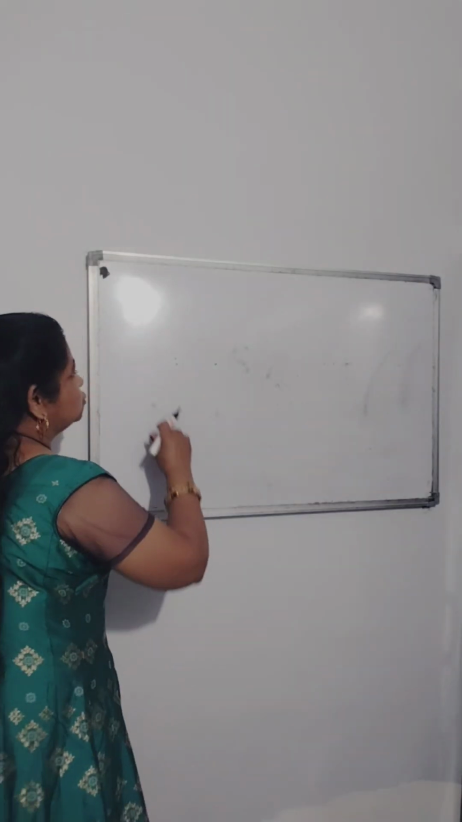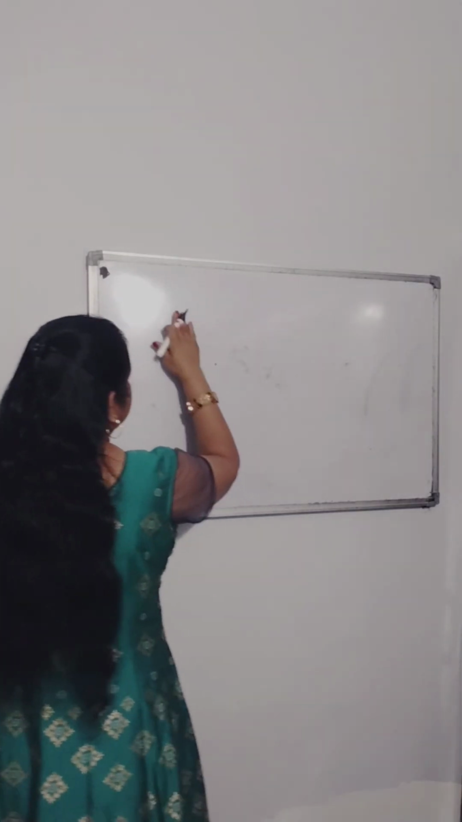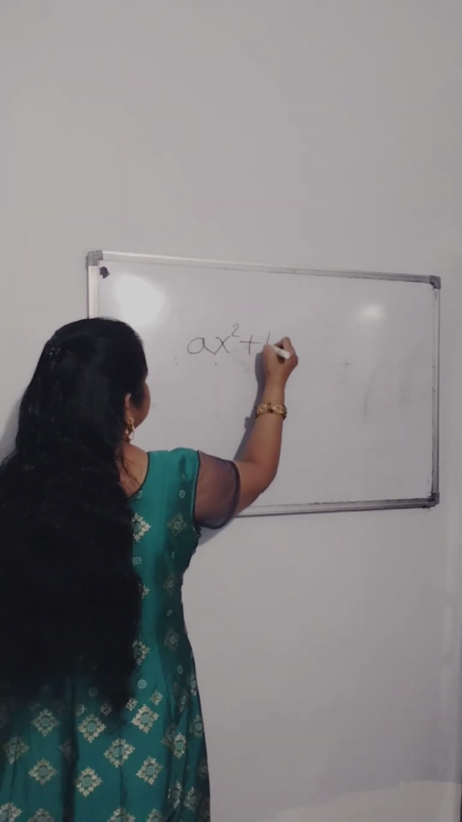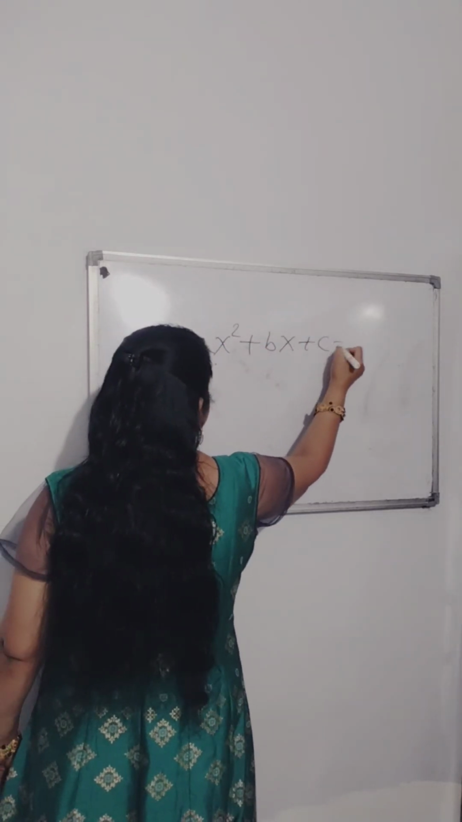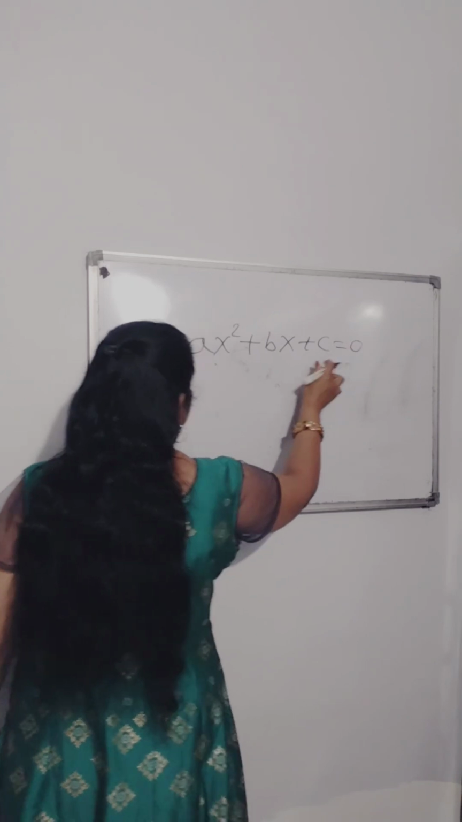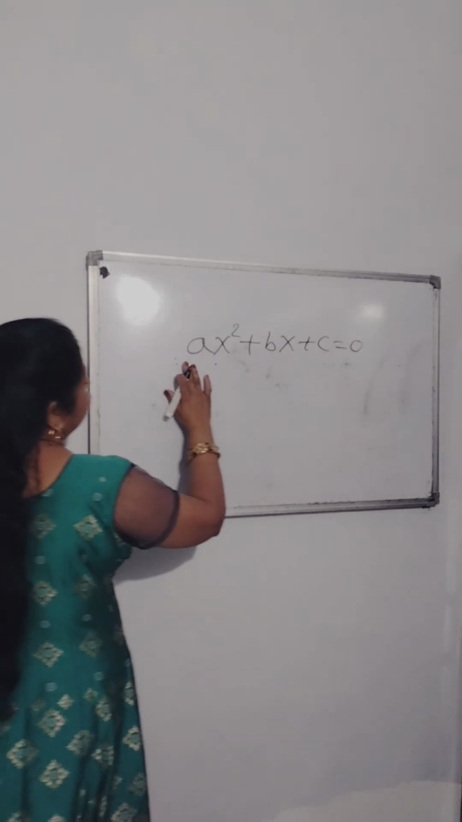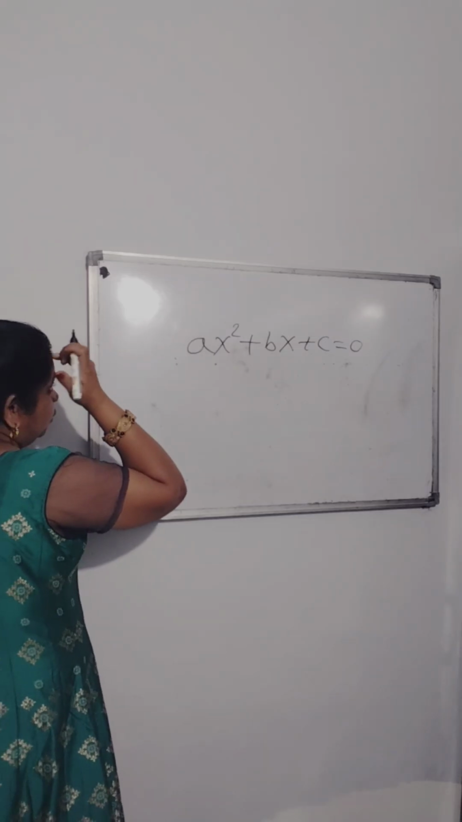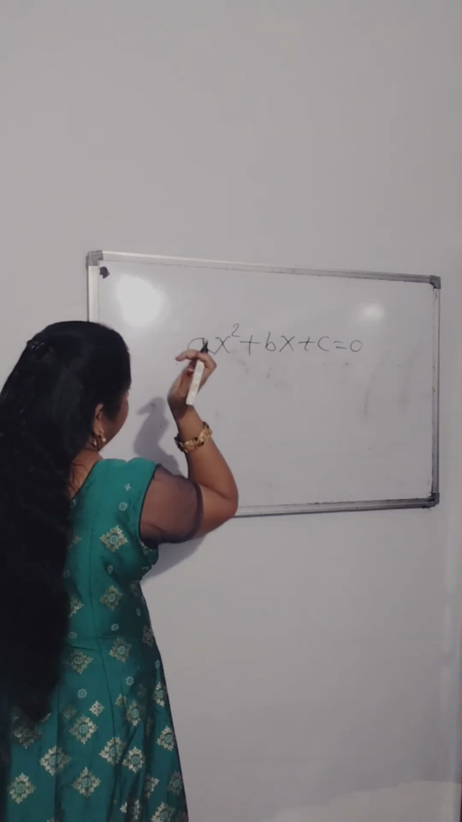Today we learn methods to solve quadratic equations, lesson number 4 of Maths Class 10 NCERT. The second method to solve the quadratic equation is using the quadratic formula. The quadratic formula is used to solve the quadratic equation. The standard form of the quadratic equation is ax square plus bx plus c is equal to 0. To solve this quadratic equation, or to find its values, we use a formula which is called the quadratic formula.